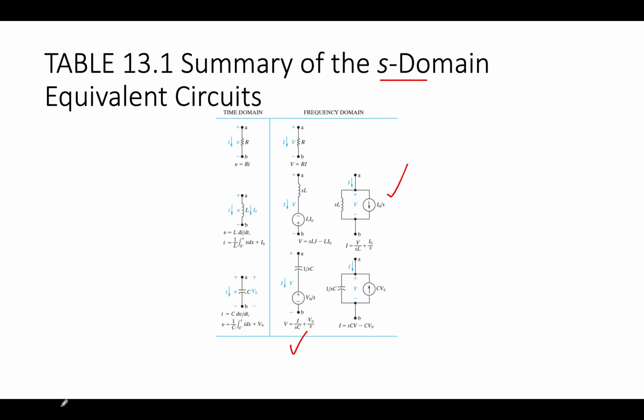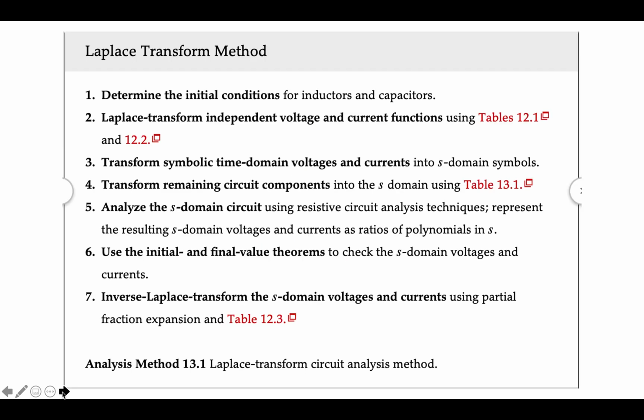Okay, I think I might want to do one or two more slides. All right, so now you've seen basically how to transform inductors and capacitors from a time domain circuit to a Laplace domain circuit. And what I want to talk about here is I just want to give you an overview of the method that's going to be used for solving circuits.